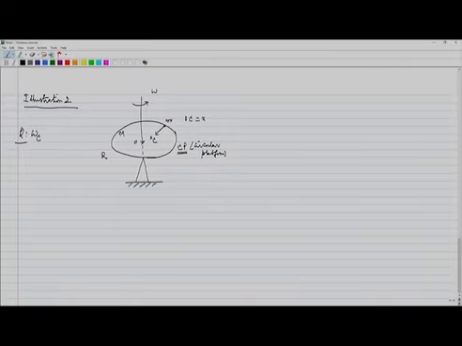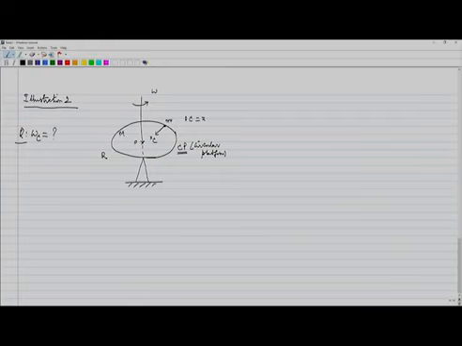A mass, small m, begins to move towards the center. Initially it is at the rim of this circular platform. You are required to calculate the angular velocity of the entire object when it reaches C. That is the question.